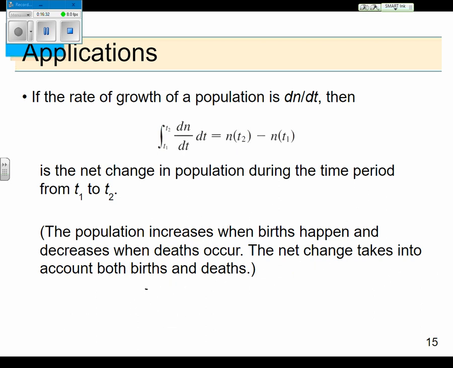Population growth. If I know what the rate of population growth is, I can tell you how many people there are between two different time intervals. I can tell you the net change in the population.